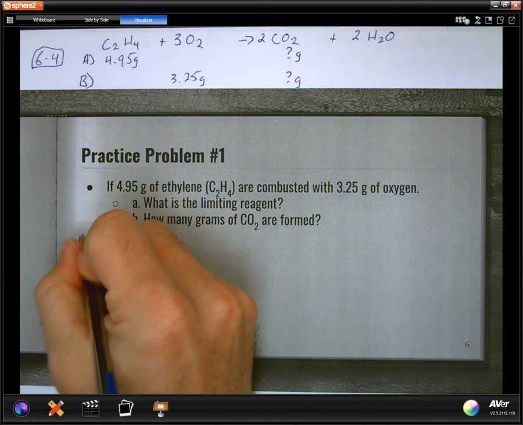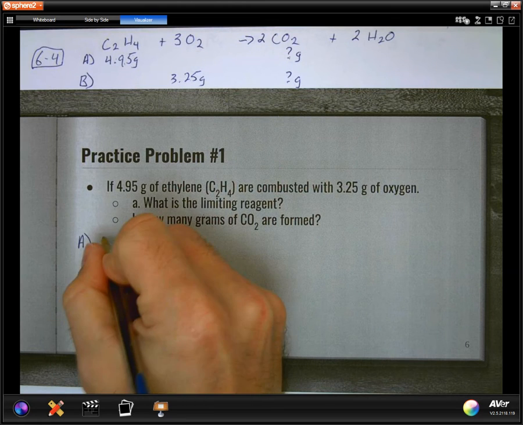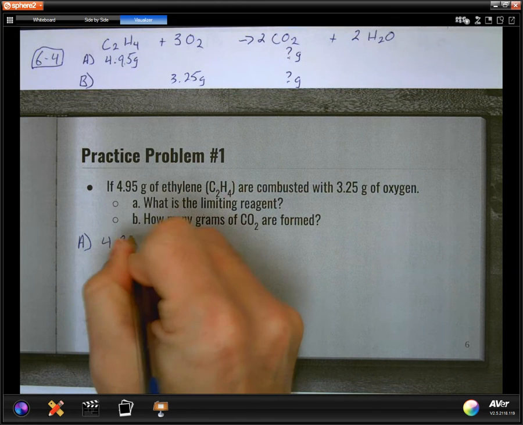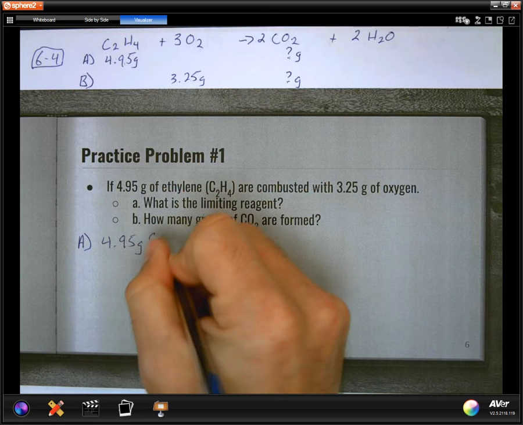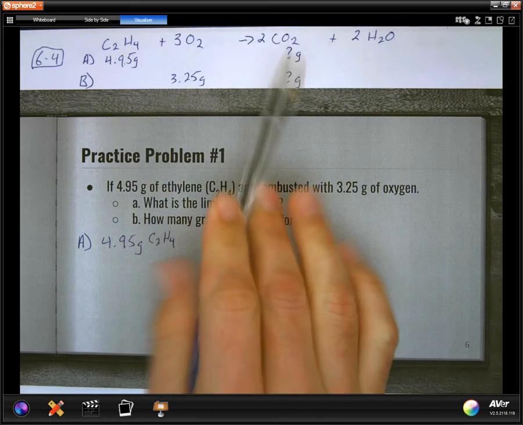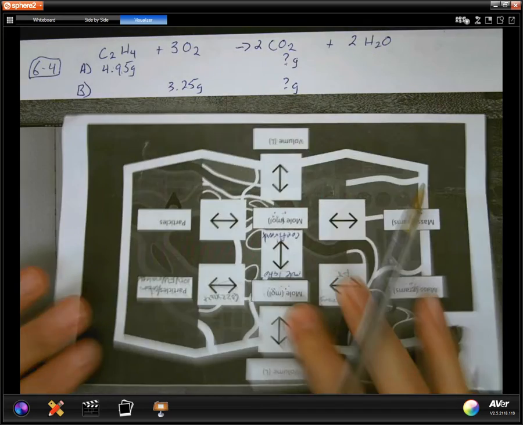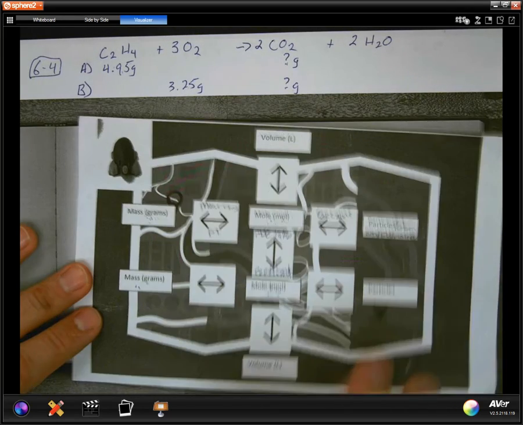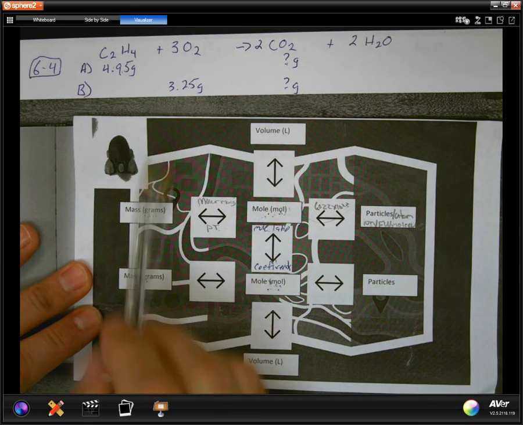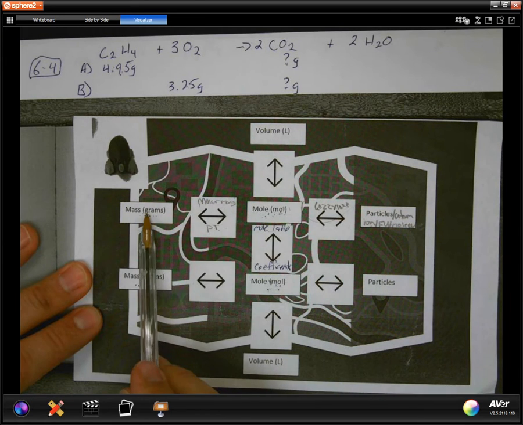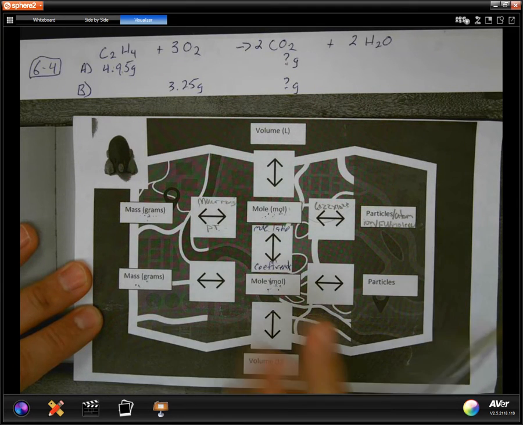So now when I go down here to do my problem, I just want to keep it straight, and we're going to do a conversion problem, and we're going to convert from C2H4 all the way to carbon dioxide. So if you remember on your mole map, what we are going to do now is we are starting here in grams of one thing, and we're going to convert it all the way to grams of something else. And we're going to do this conversion problem twice.